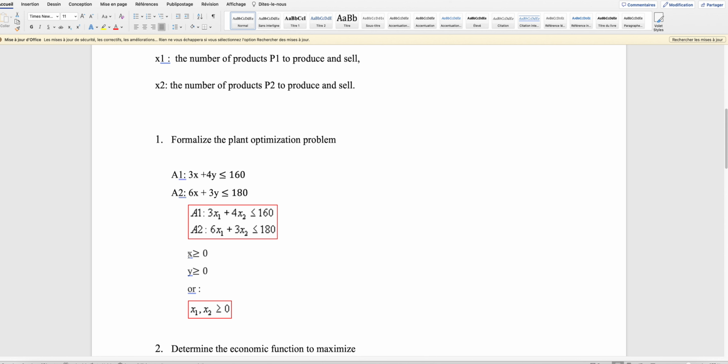We know that x and y must be greater than or equal to 0 because it is naturally impossible to have negative production. We can replace them by the letters x1 and x2 in the two equations, if you prefer.